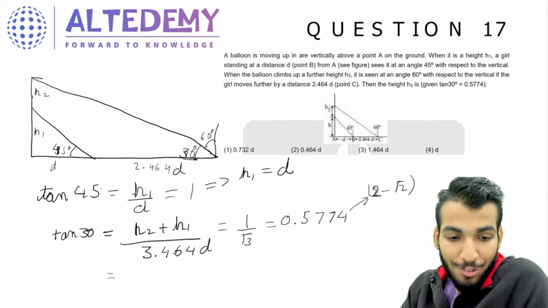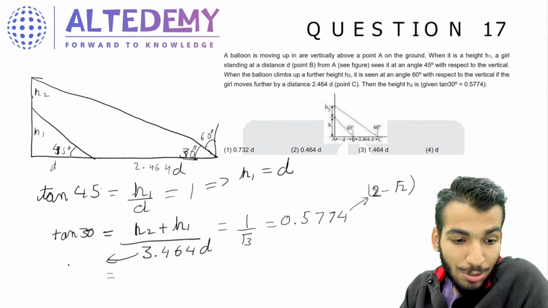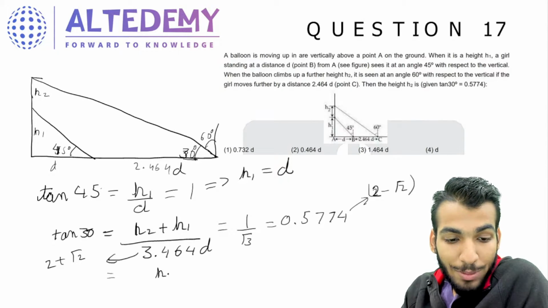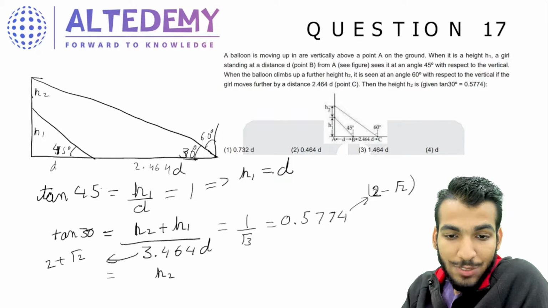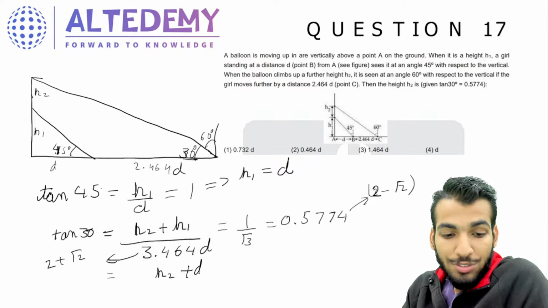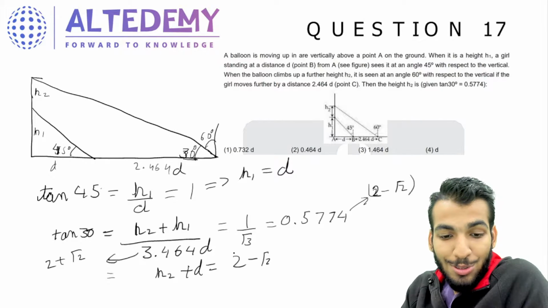So this is 2 minus root 2. This, as I told you, shall be equal to 2 plus root 2. Now transfer this over here, right? So h2, and what will be this h2 plus h1? What is h1? h1 is equal to d. So let's do it fast. h2 plus d shall be equal to 2 minus root 2 into 2 plus root 2.